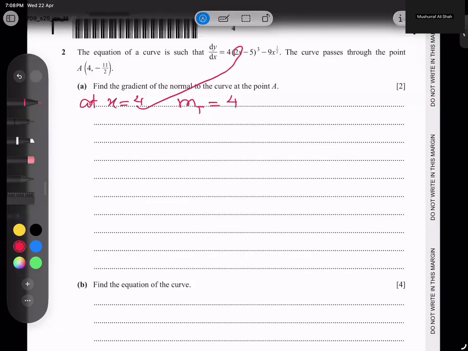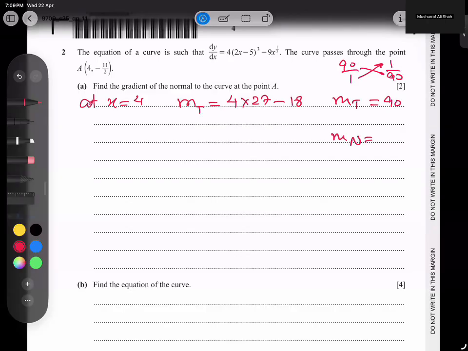So I plug in 4 there, 4 twos are 8. And 8 minus 5 is 3. So 3 cubed is 27. And same here. The root of 4 is 2 and 2 nines are 18. So the tangent gradient, once again I check it: 8 minus 5 is 3, 3 cubed is 27, 27 into 4 and minus 18. There's a minus in the middle. So the gradient I'm getting is 90. Tangent gradient 90, and now because we're looking for the normal, naturally the normal is the negative reciprocal. So 90 has 1 under it, 1 will go up, 90 will go down, and the sign changes. So negative 1 over 90.